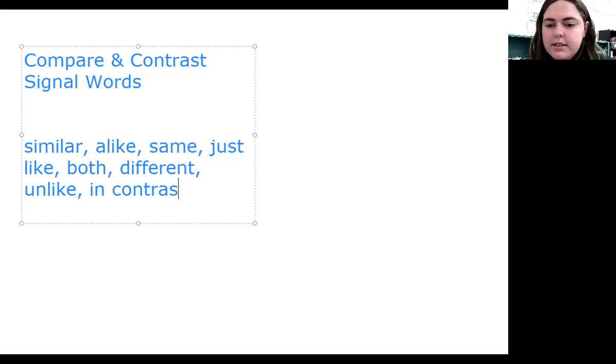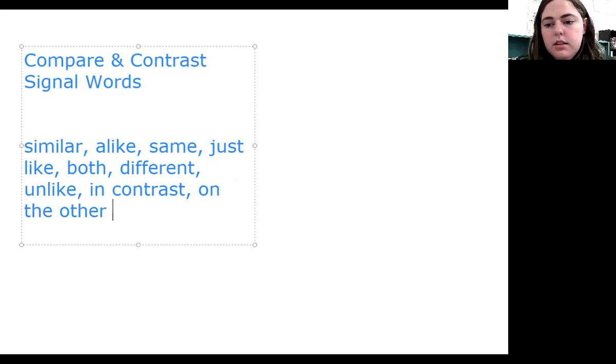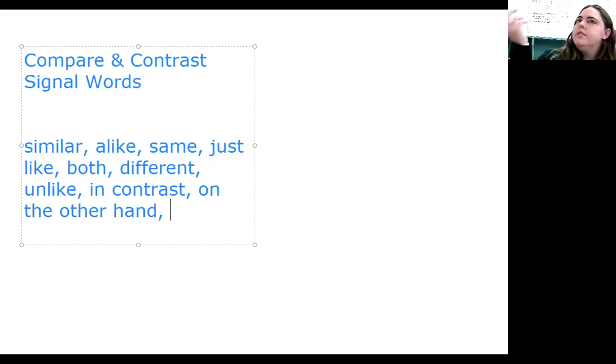In contrast would be looking at the differences. On the other hand, this has this feature, but on the other hand, this one has this one. Or this has this feature, and in contrast, this one has this feature.